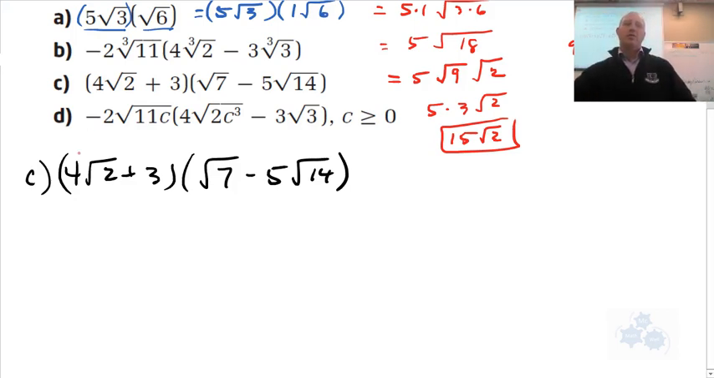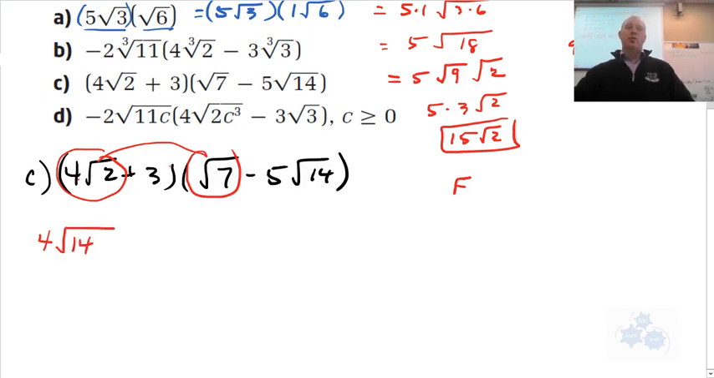And the FOIL method, of course, is multiplying the first terms together. That's the F in FOIL. And so 4 root 2 times root 7 is what? Anybody brave enough to shout it out there? 4 root what? 14. Yep. So 4 times 1, root 2 times 7.